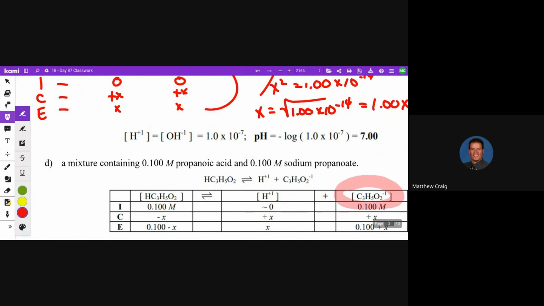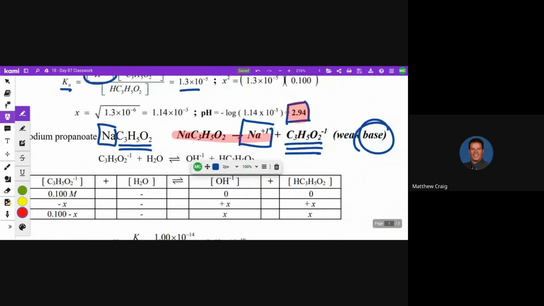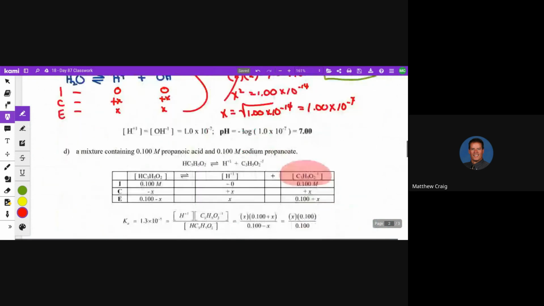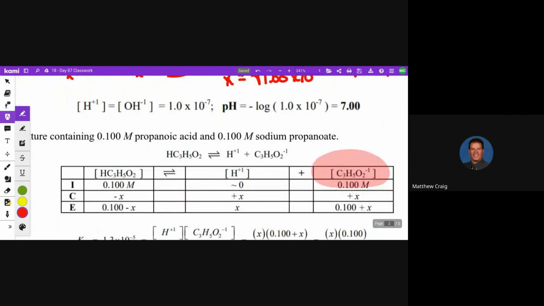Keep in mind, our propionate ion is like what we did up here. So it's sodium propionate. We don't want to involve the sodium in here, so we're not going to show the sodium, because a conjugate of a strong base doesn't do anything. So we're only going to focus on the propionate. And so when we write our ICE chart, we have 0.1 molar of our propanoic acid, and we have 0.1 molar of our propionate.